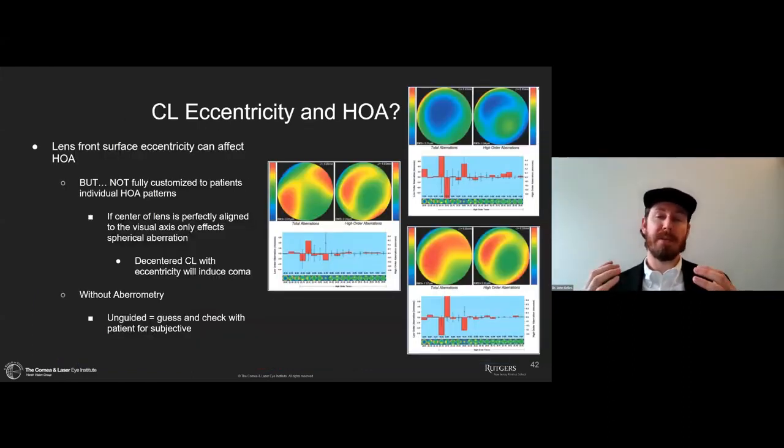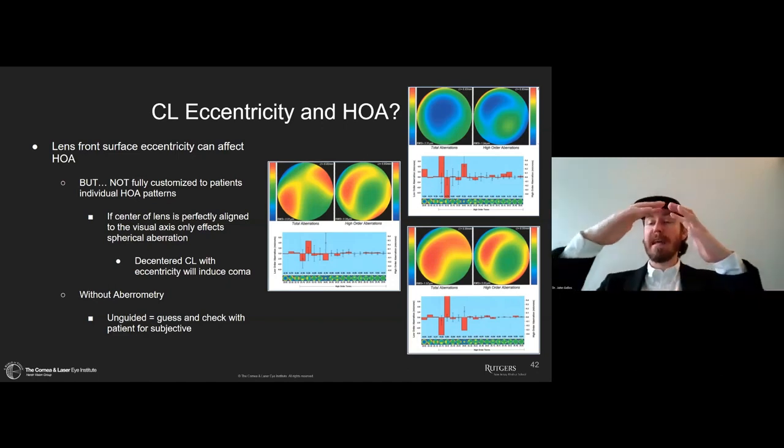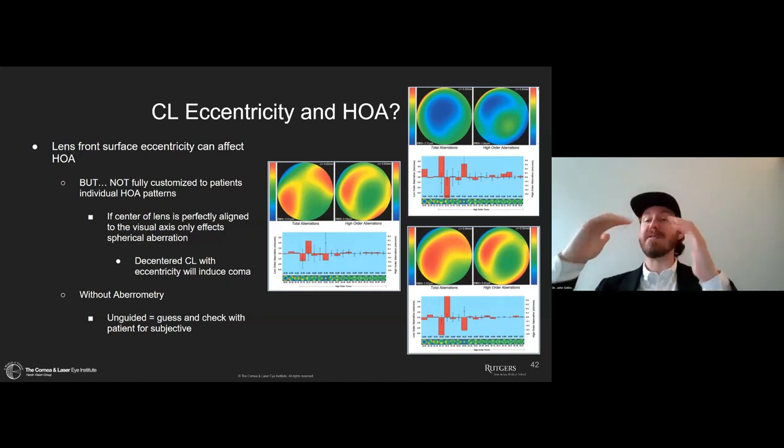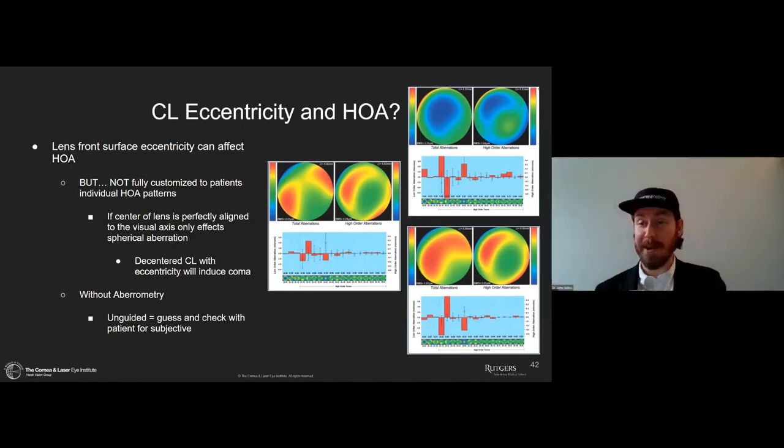Now, the downside to this is that it's not fully customized to the patient's individual higher order aberration profile, right? We can change the general aberrations there in spherical, but just like was said earlier, if we have a lens that's decentered a little bit, that spherical aberration now turns into coma, right? So with this, if we have decentration, we're actually affecting the coma of the eye.